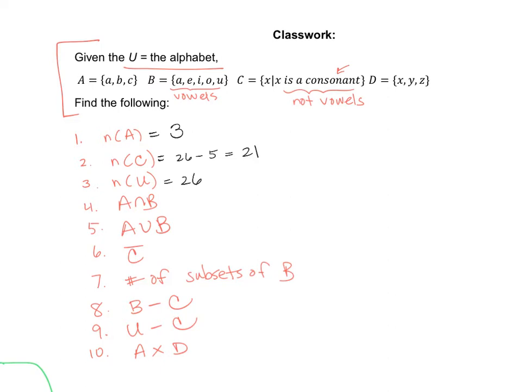There's 26 letters. A intersected with B, that's the elements that A and B have in common, which here the only thing they have in common is a. The union of A and B, that's just putting A and B together. They have the a in common, so don't write that twice, but I'll just write a, b, c, and then e, i, o, and u.